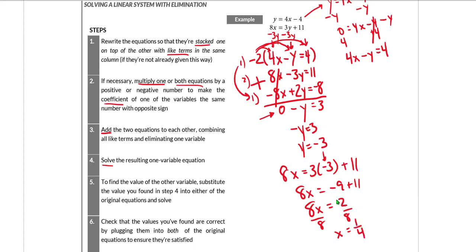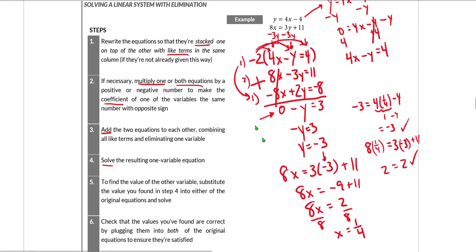We do need to check to make sure all of that works. So in the first equation, we have -3 for the y equals 4 times 1/4 minus 4. Is that true? This is 1 minus 4 equals -3. Yes, -3 equals -3. All checks out. Second equation, 8 times 1/4, again plugging the 1/4 in for the x, equals 3 times -3 plus 11. 8 times 1/4 is 2. 3 times -3 is -9 plus 11 is 2. Again, it checks out, and we are good.